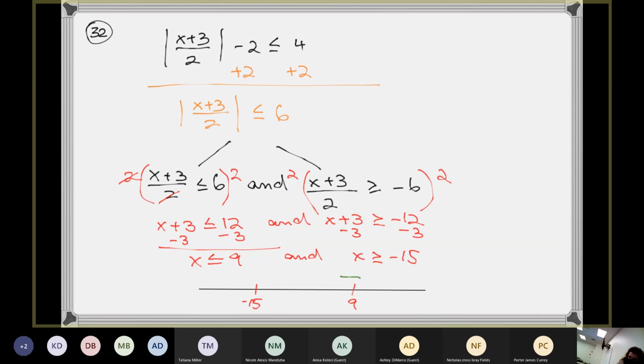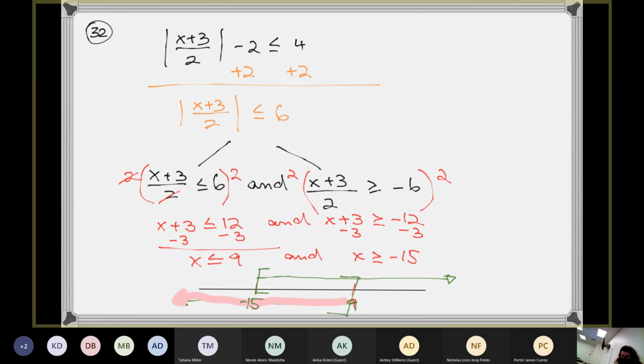Less than or equal to 9, bracket, going to the left. Greater than or equal to -15, also bracket, going to the right. Now, ladies and gentlemen, this is an and statement. They're both the same color, so let's make a different color. Where do you see the pink and the green together?